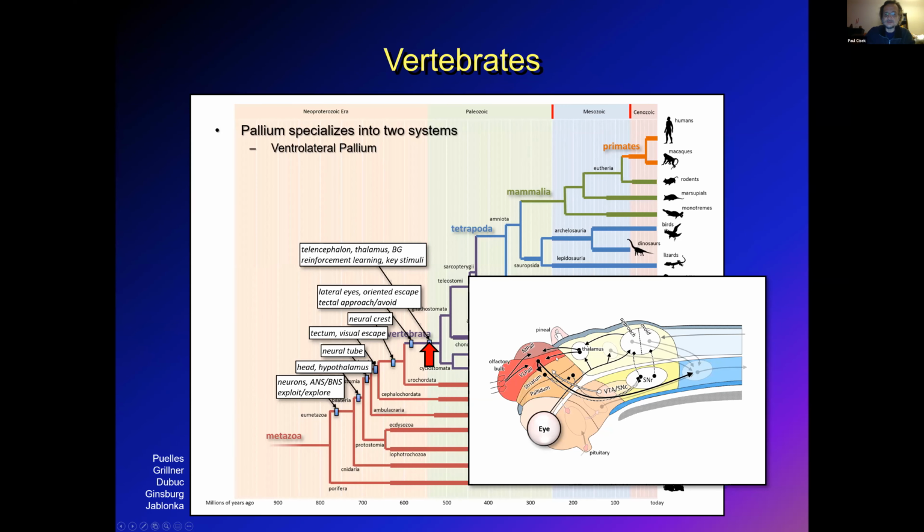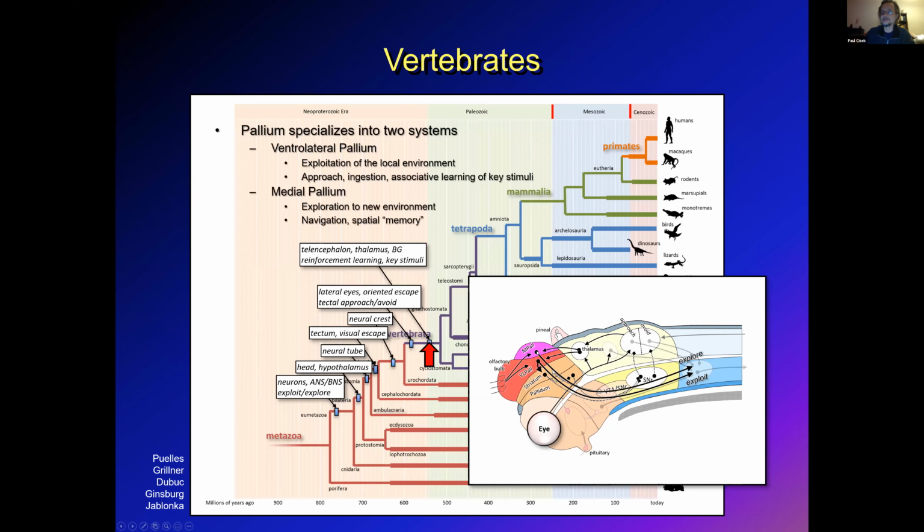A ventrolateral segment, so this is a proposal. Okay, the proposal is that there's two different, again, ancestrally already, two different ways to deal with your world. One is to stick around, and one is to go somewhere else. And so the proposal is that the ventrolateral part of the pallium learned the cues for sticking around, all the things that you should be doing when you're locally moving around in your world, exploiting it. Whereas the medial pallium learned how to go somewhere else, navigate somewhere else.